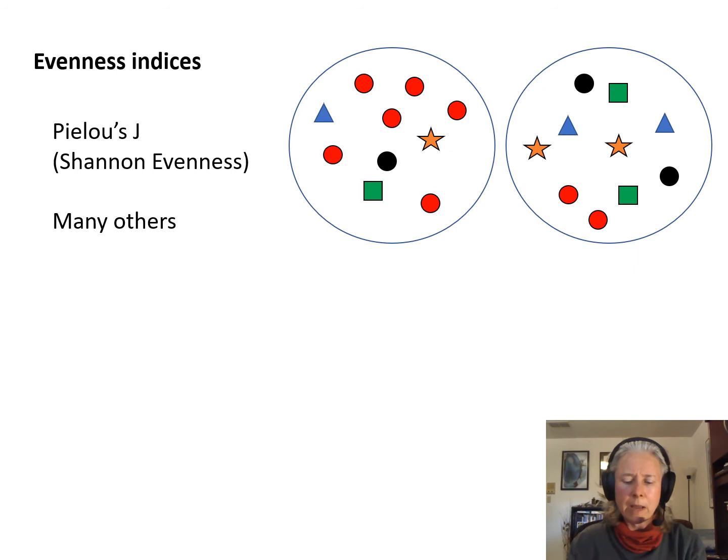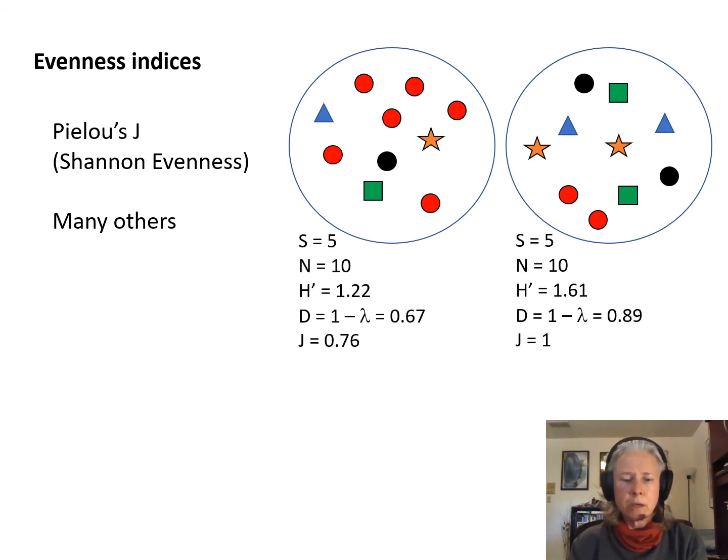And so let's go back to our familiar example of these two communities. And here we have the diversity metrics that we had before, and now we have the values of Pielou's J. And you can see here that the one on the right has a value of 1. That is perfect evenness, which you can see in these data.